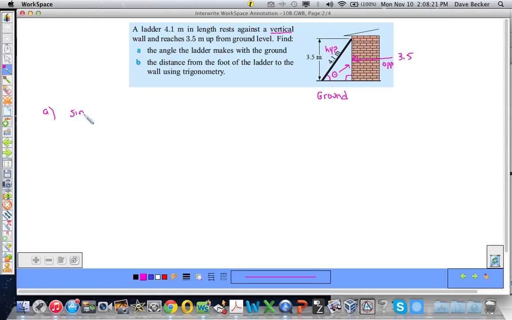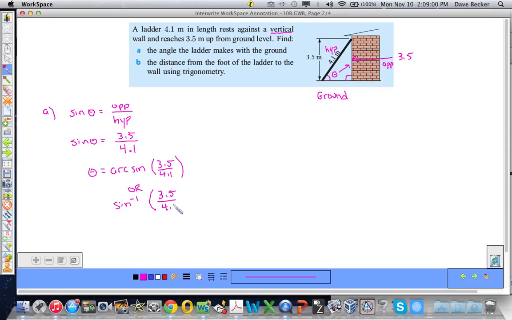I know that the sine of any angle is equal to the length of the opposite side over the length of the hypotenuse, which in this case, sine of theta is going to equal 3.5 over 4.1. Okay, and then I'm going to say that theta is equal to the arc sine, which is the same as the inverse sine of 3.5 over 4.1. In fact, I'll even write it, you can write it like this, or this, inverse sine of 3.5 over 4.1.